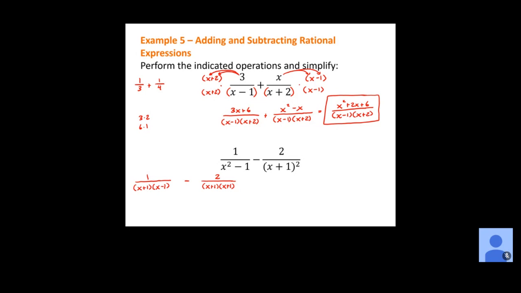Now I need to think about what the common denominator is between those two fractions, right? So what I'm going to ask myself is, looking at the two fractions now, what does the second one have that the first one is missing, right? So I have an x plus 1 times an x minus 1. Over here, I've got two x plus 1s. What is this first fraction missing? I need another x plus 1, right? What I'm going to do is I'm going to multiply numerator and denominator by x plus 1 now.